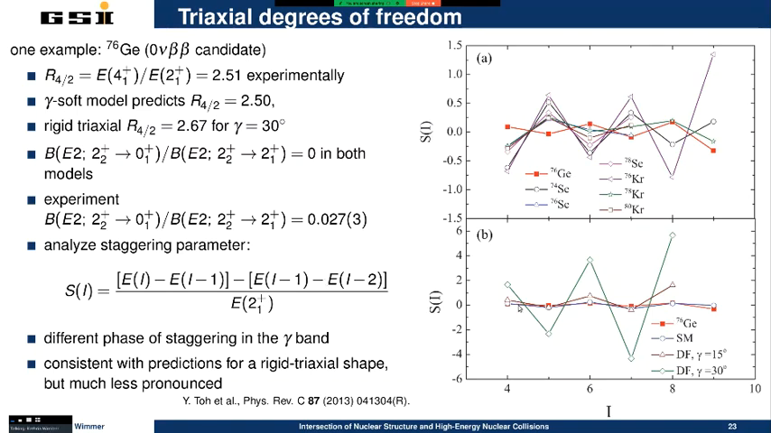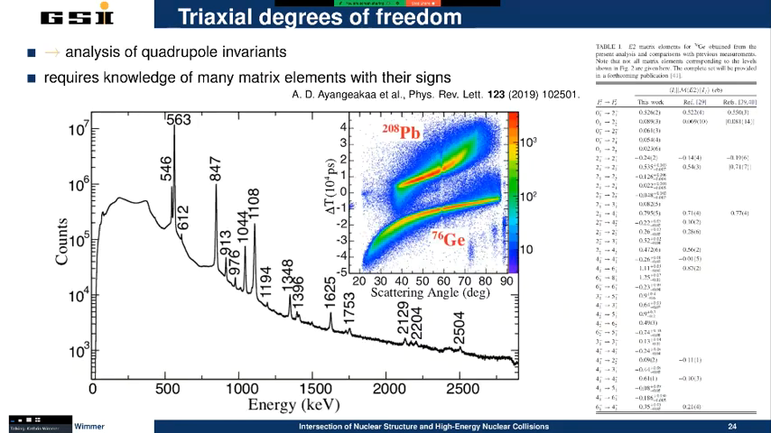So the ordering of the states, or the staggering of the states, is consistent with a rigid triaxial shape, but it's much less pronounced. So this is the first indication that we have rigid triaxiality here. The other thing is that we can access this through the quadrupole invariance.